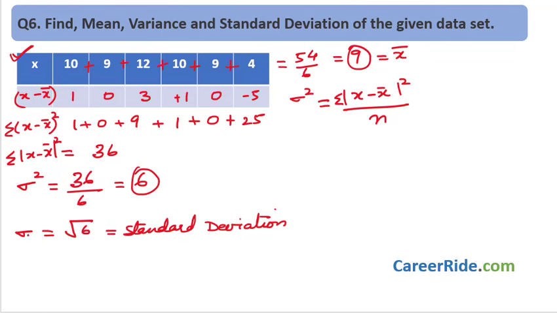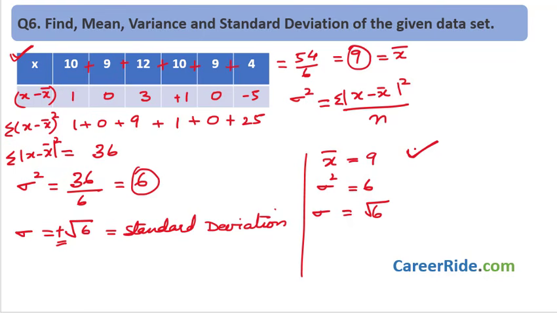All that you have to remember is for sigma, that is standard deviation, you have to pick up only the positive value. Standard deviation is never a negative value. That is the only thing you have to remember. So from here what do I get? I get x bar is equal to 9, sigma square, that is variance, is equal to 6 and sigma, that is standard deviation, is equal to square root of 6. Right? Very easy, nothing difficult at all. All that you have to just know is what do you have to do here. Okay, let's move on to the next question.